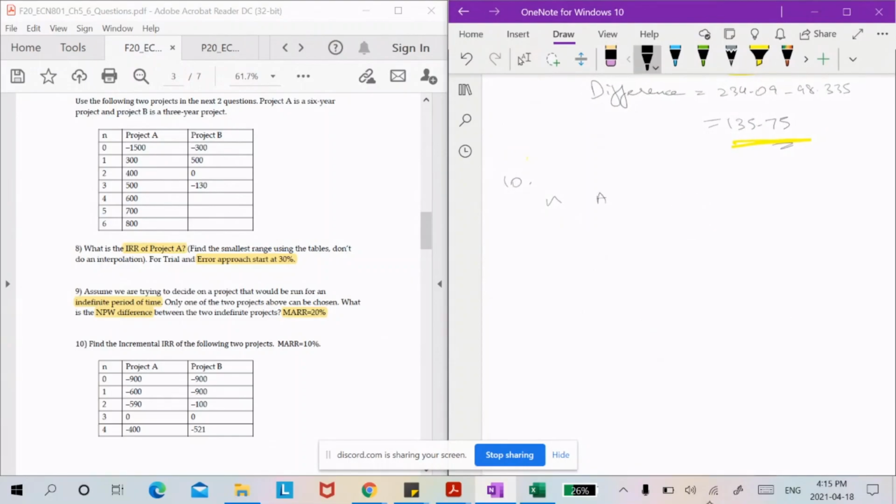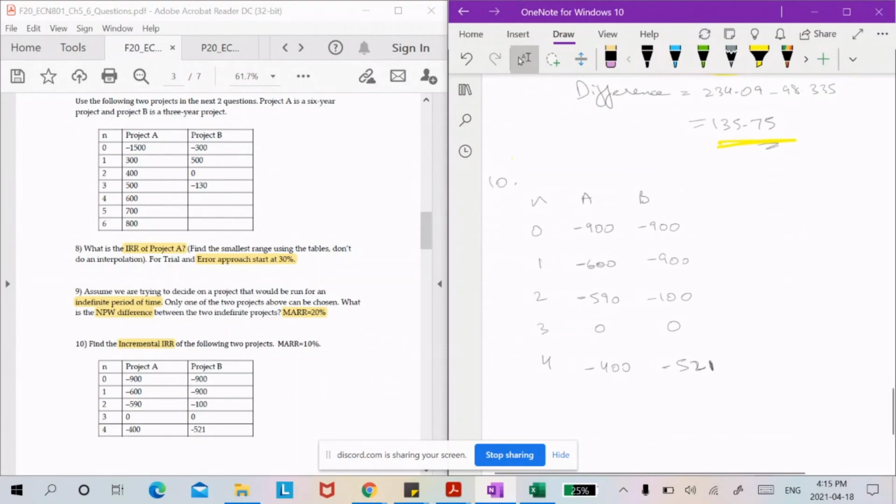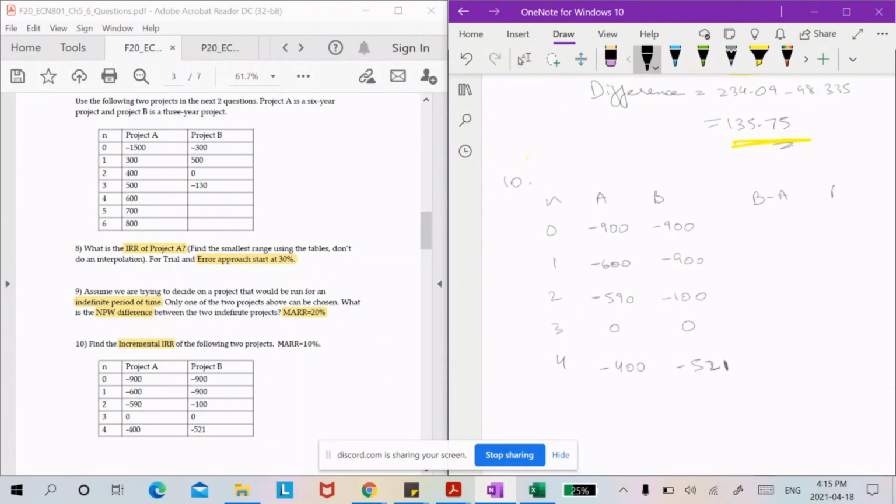Okay, never mind. For A and for B, periods 0, 1, 2, 3, 4: A is minus 900, minus 600, minus 590, 0, and minus 400. B is again minus 900, minus 900, minus 100, 0, and minus 521. So they're asking us to find the incremental IRR. Like I said, for the incremental IRR, you either need to do B minus A or A minus B. So now let's do both of these to find out which one we need.